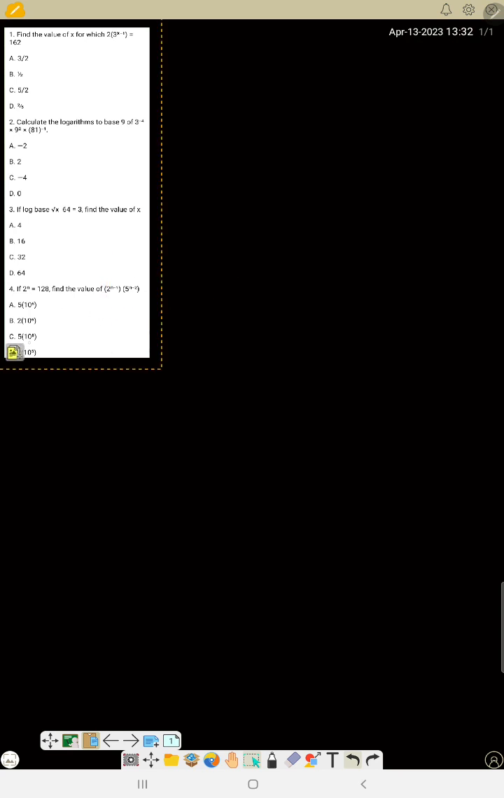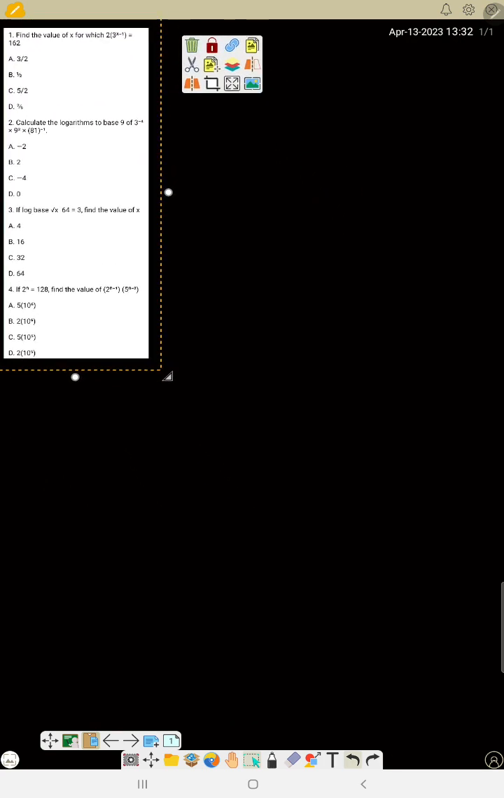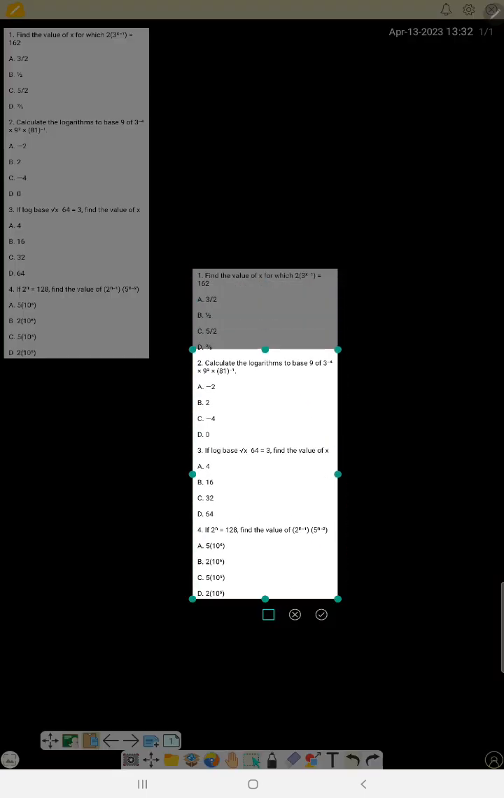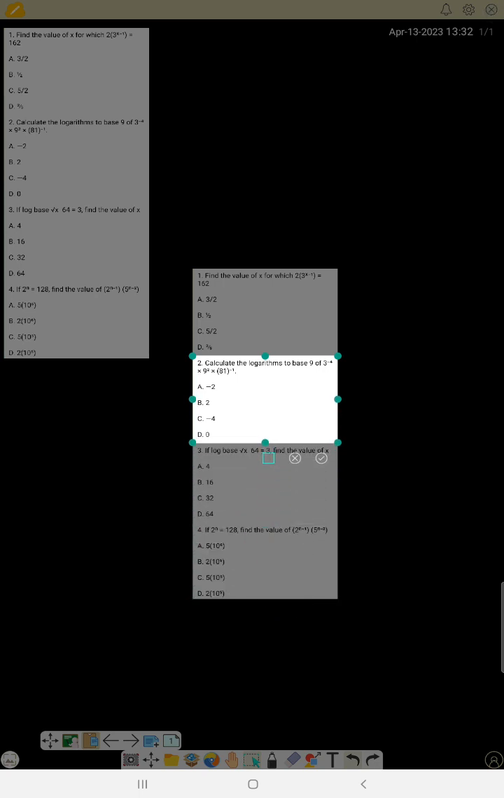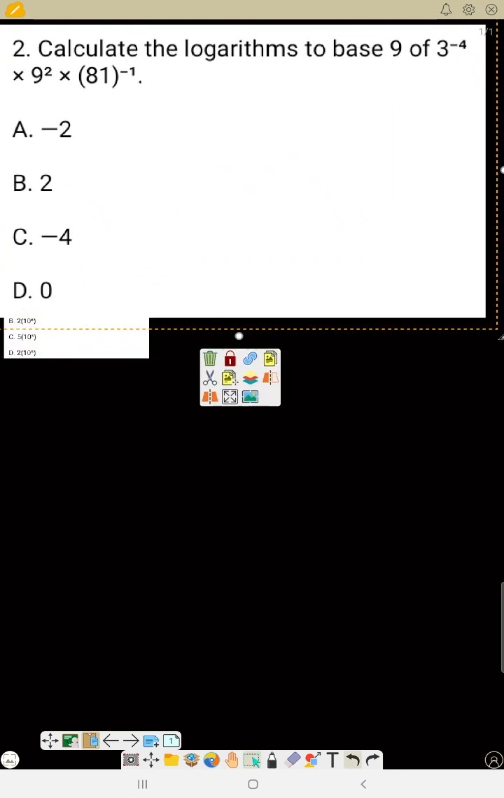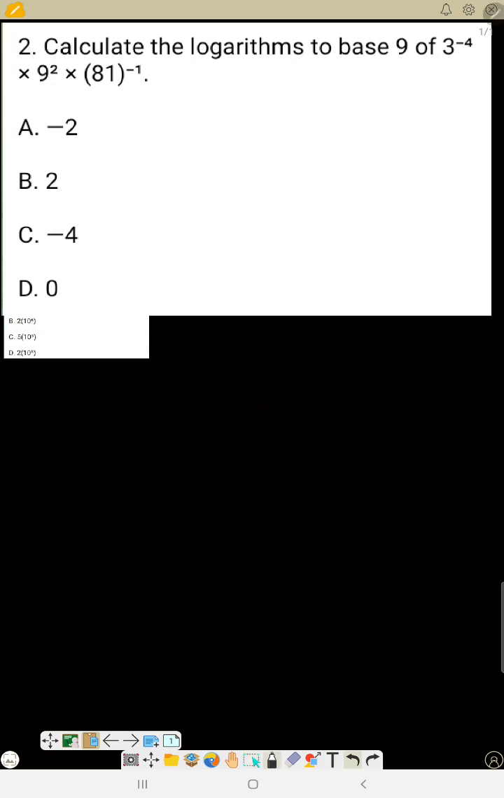So number 2. Calculate the logarithm to base 9 of 3^(-4) times 9^2 times 81^(-1). So how can we find this logarithm to base 9?